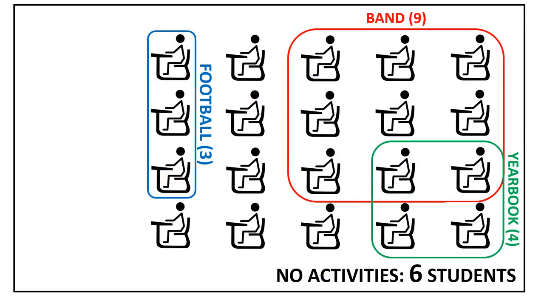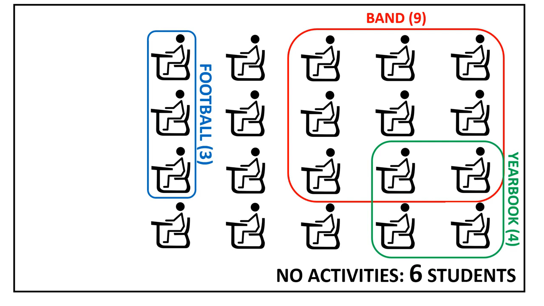We can use a Venn diagram to illustrate some basic concepts of calculating probabilities. Here we have a classroom with 20 students. The red box contains the 9 students who are in band. In the green box, we have the 4 yearbook club students, and in blue we have 3 football players. This leaves 6 students not involved in any activities.